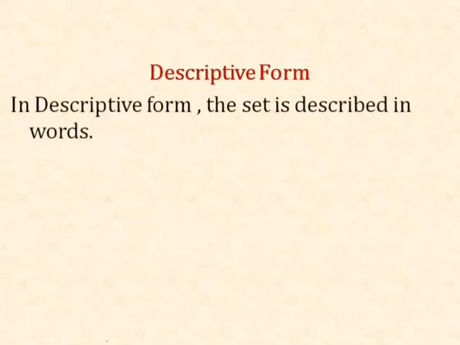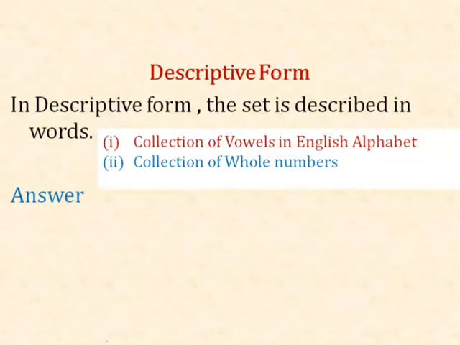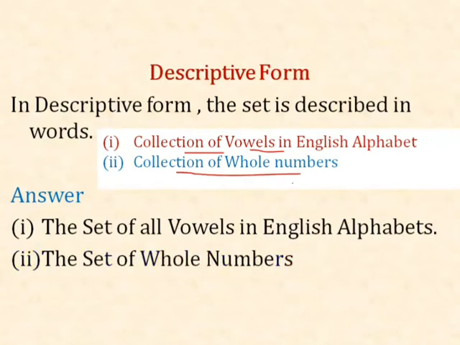First we'll write in descriptive form. Descriptive form is the form where the set is described in words. You are going to write it in words. So we are given the statement collection of vowels in English alphabet. This can be written as the set of all vowels in English alphabets. Here the statement given is collection of vowels in English alphabets, so in descriptive form we write it as set of all vowels in English alphabets. The next statement is collection of whole numbers. We are going to write it as the set of whole numbers.